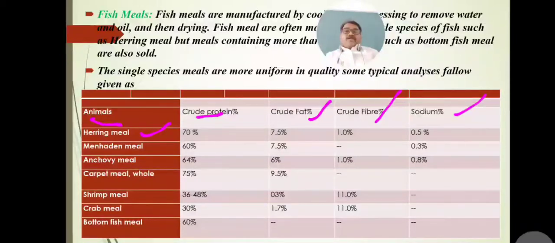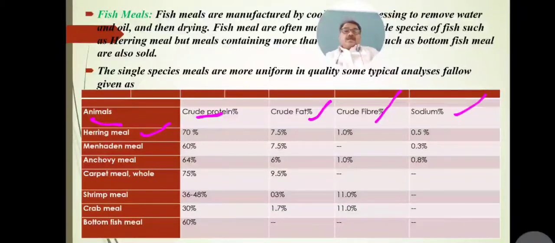Then menhaden meal, this is also an important fish meal. This menhaden meal contains 68% protein, 7.5% fats, fiber not reported, and sodium 0.3%. Then third is the anchovy meal. Anchovy meal contains crude protein 64%, crude fat 6%, crude fiber 1%, and sodium 0.8%.